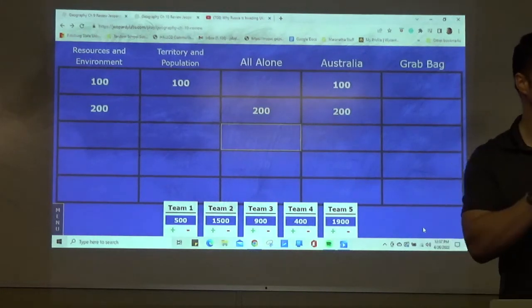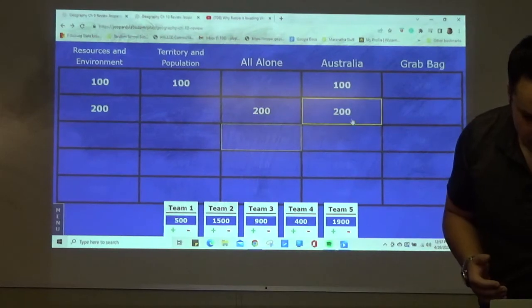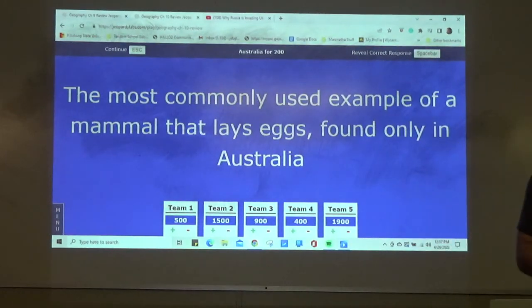Alrighty, let's mix it up. Team 5 hasn't picked in a while. We just did. That's right. Team 2 hasn't picked in a while. Team 4. Let's let team 2 pick. Australia, 200. Okay, here we go. The most commonly used example of a mammal that lays eggs only found in Australia. Gosh, that was fast. You both were fast. This one was first. It was literally just like that. So go ahead.